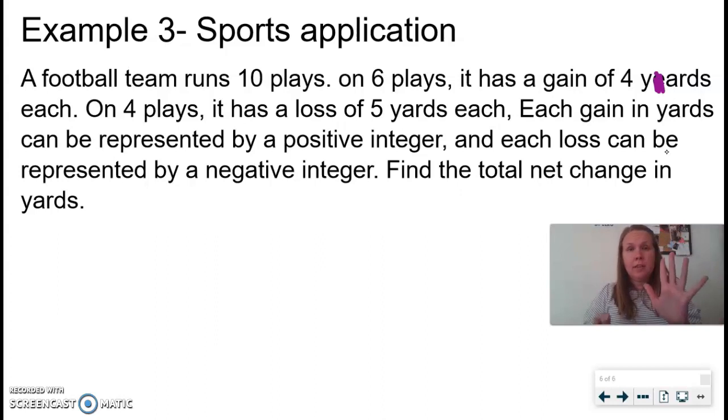All right, so they say on 6 plays, it has a gain of 4 yards. I need to put a sign on my door so people don't walk in while I'm recording videos. Let's start all over again.